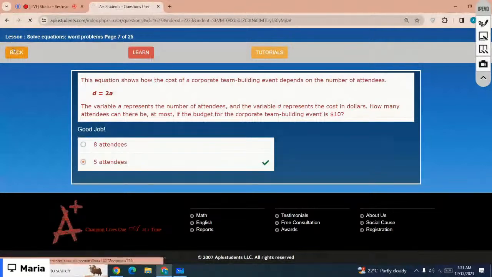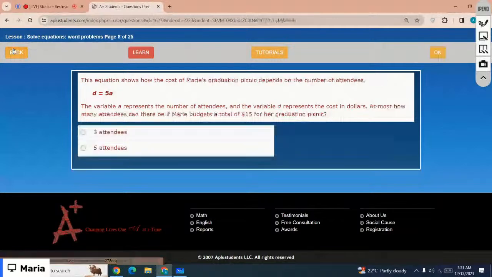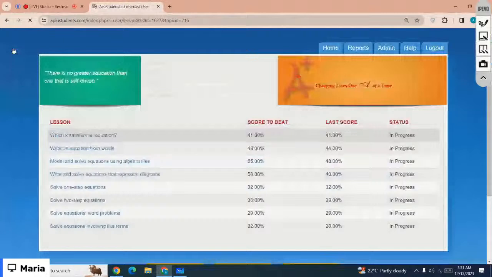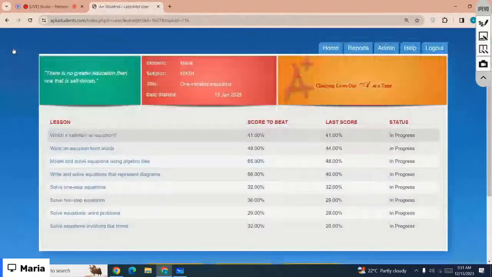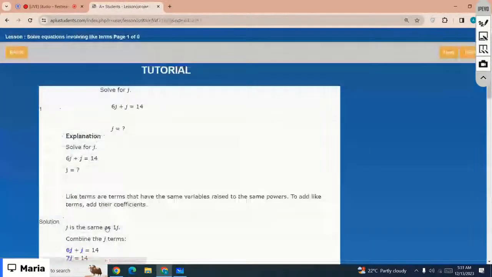Let's just move on to the next lesson, and the next lesson is solving equations involving like terms. So, what do you know about like terms? What are the like terms? Like terms are the terms that have the same variable, which means you can add them or subtract them.